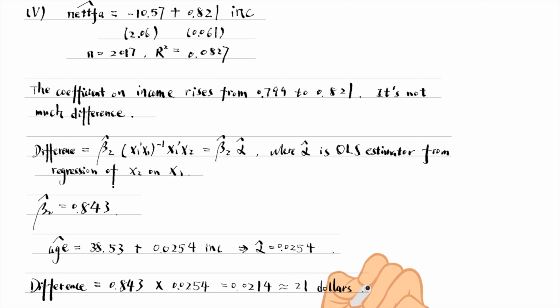The difference in the coefficient on the income variable between the multiple and the simple regressions is the product of beta 2 and alpha. Alpha is so tiny that the difference is only around 0.021, that is $21.